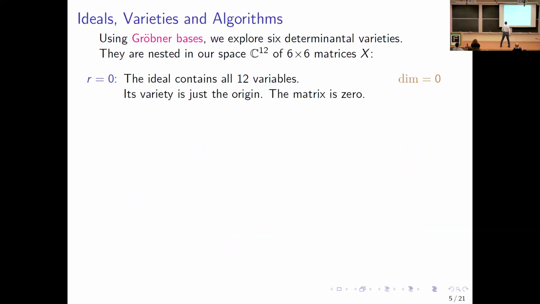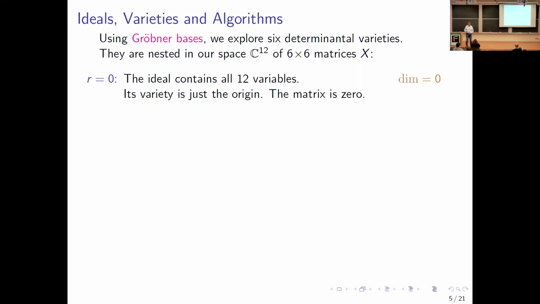Okay, so we type this into Macaulay2, so let's try it out, right? Using Gröbner bases, we explore 6 determinantal varieties, 1 for every rank. So they're nested, right? I'm going to go now by increasing rank. And yes, you can do this at home, right? So start with r equals 0. Then my ideal is generated by the 1 by 1 minors. So those are the 12 variables. In this case, the variety is the origin. The only solution is the 0 matrix, and this is an irreducible variety of dimension 0.